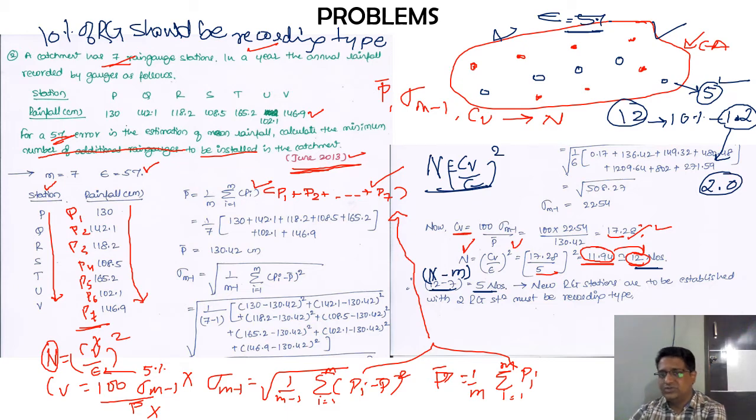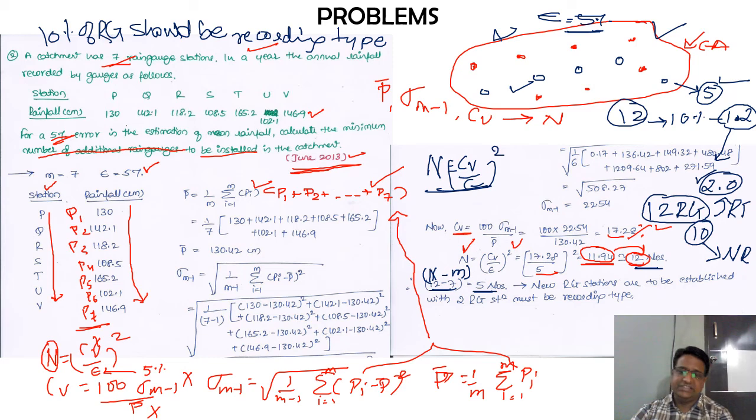So what this statement indicates is, out of the 12 rain gauge stations that are required totally for this catchment area, at least 2 of them should be of recording type. So out of 12, 2 should be of recording type, and the remaining 10 can be of non-recording type of rain gauge station. We have already studied what recording type and non-recording type rain gauge stations are.